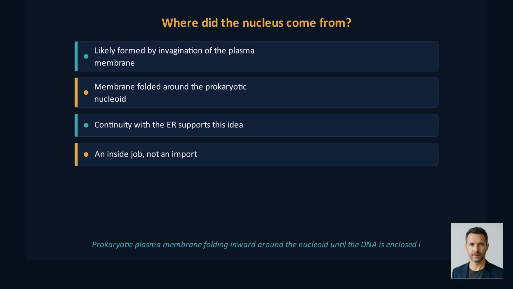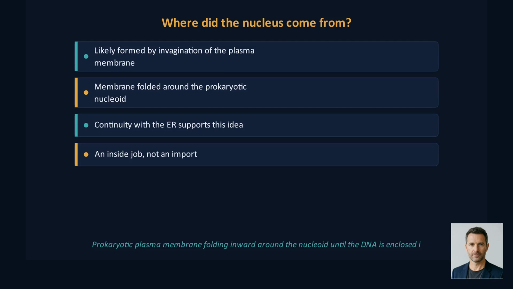There is a neat piece of evidence baked into the cell for this. Recall that the nuclear membrane is continuous with the endoplasmic reticulum. That continuity is exactly what you would expect if the nuclear envelope was originally part of the cell's own membrane system, pinched inward rather than imported from outside. The nucleus, in other words, was an inside job.